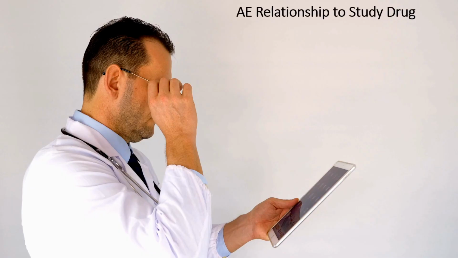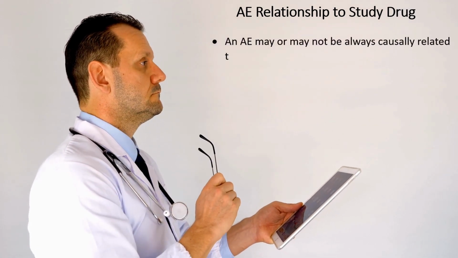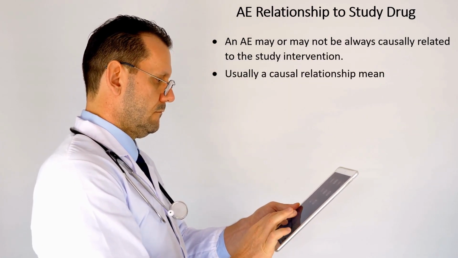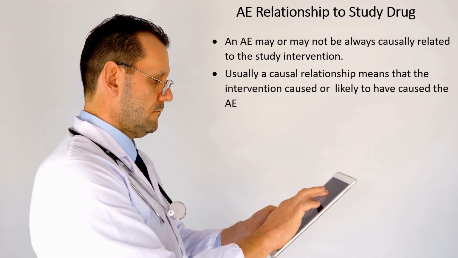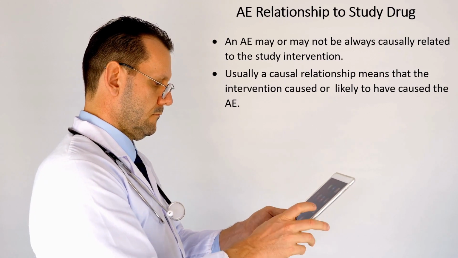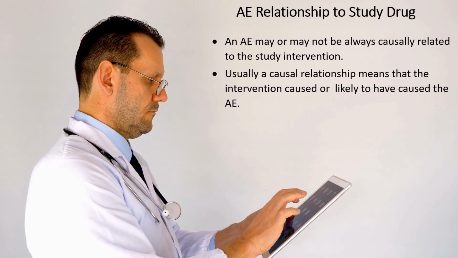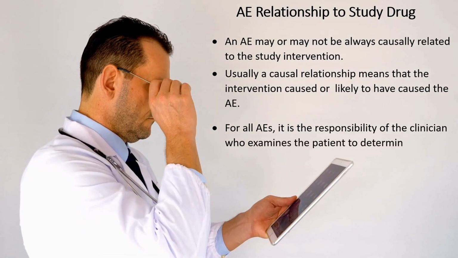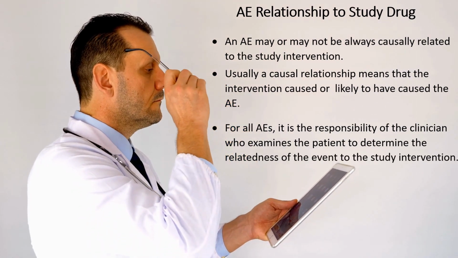Adverse event relationship to study drug. An adverse event may or may not always be causally related to the study intervention. Usually, a causal relationship means that the intervention caused or is likely to have caused the adverse event. For example, the adverse event occurred shortly after the participant received the intervention. For all adverse events, it is the responsibility of the investigator who examines the patients to determine the relatedness of the event to the study intervention.